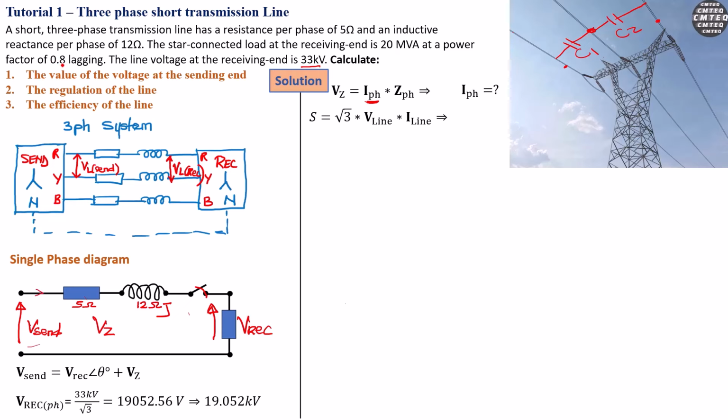So which means using this formula, we can deduce the value of the line current, okay? Because remember, this is a series circuit. So the current flowing here, I line, is the same current that is also flowing here. Now, based on that, we can say that the line current is S at the receiving end divided by the square root of 3 times V at the receiving end. Remember, that must be V line at the receiving end, not the per phase voltage.